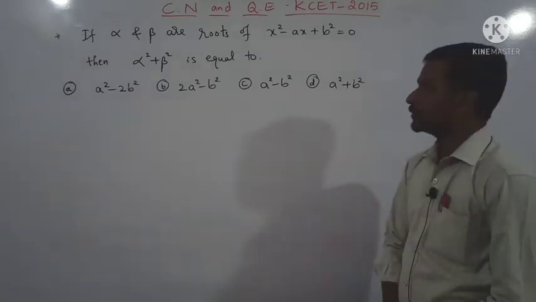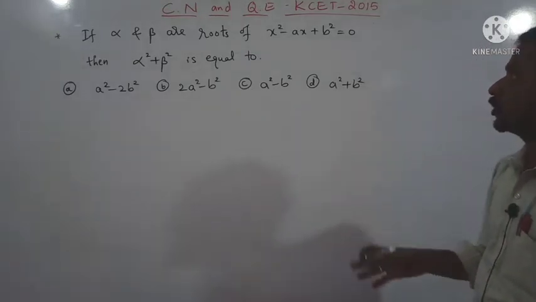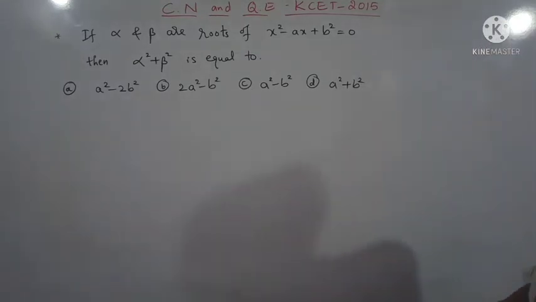The next question is, if alpha and beta are roots of x square minus ax plus b square equals 0, then alpha square plus beta square is equal to.